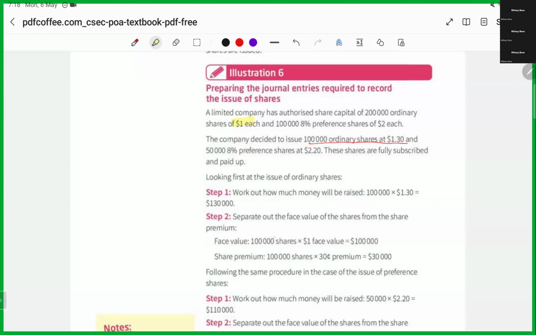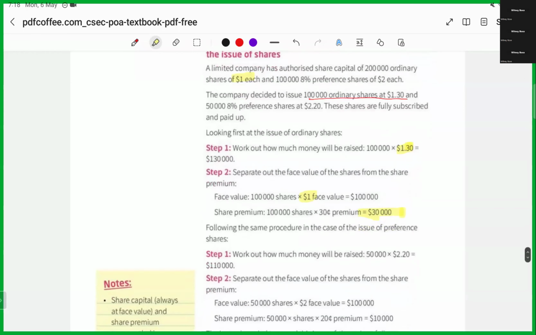So the 100,000 shares at the $1 par value, face value, is $100,000. Your share premium account will have any excess. The excess was 30 cents because you issued the shares for $1.30, which is an excess of 30 cents. So it's 100,000 shares at the excess amount of 30 cents, which is going to be your premium. So you get a premium of $30,000. You have to separate them in recording your journal entries.